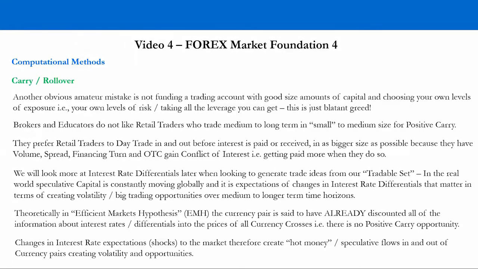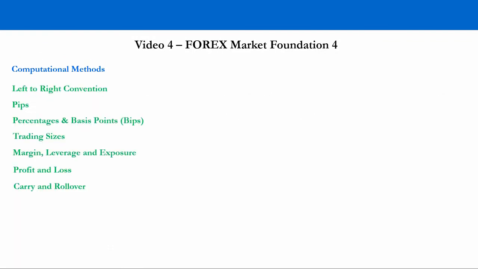We've been through a lot of basic computational methods, and just as a reminder, we've been through the left to right convention, pips calculations, percentages and basis point calculations. We've looked at the various trading sizes within the Forex market, so our standard sizings. We've looked at margin, leverage and exposure. We've looked at profit and loss calculations. And lastly, we looked at the really important carry and rollover dynamic. I think we've learned quite a lot here in this section. So let's go back over to the trading desk for a quick recap and summary.